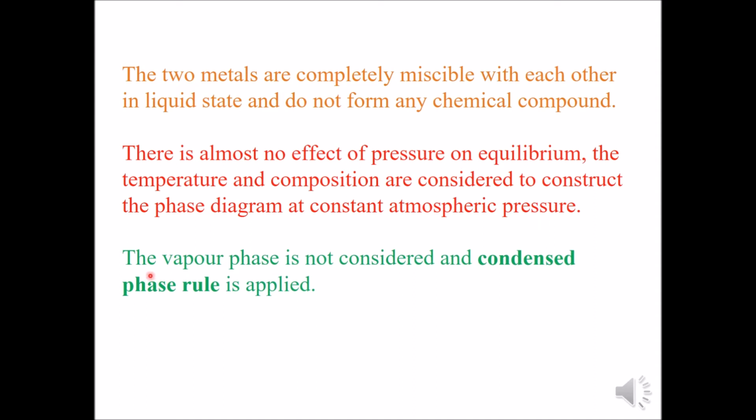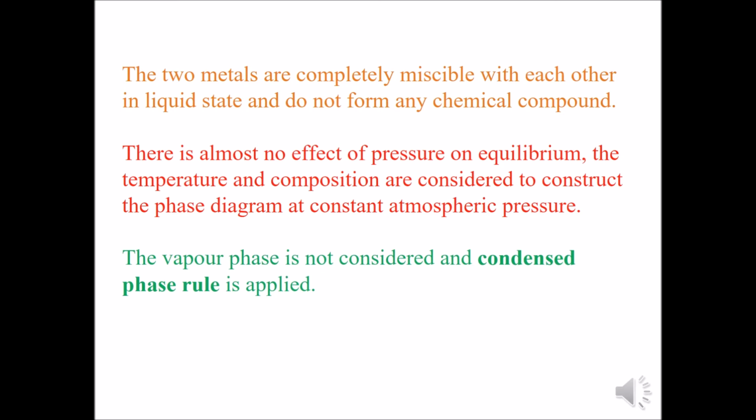The vapor phase is not considered and the condensed phase rule is applied, because we cannot consider the vapor phase here, as the melting point of lead and the melting point of silver are very high. So first they will melt, then boil, and then vaporize. The possibility of this kind of phase is very much negligible.